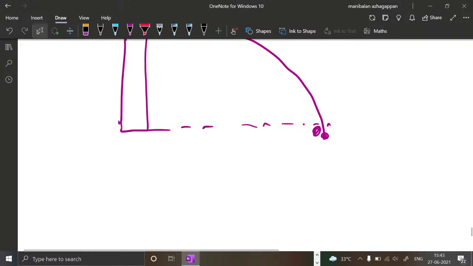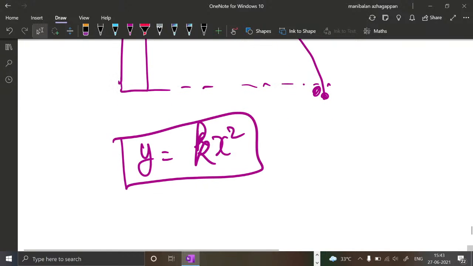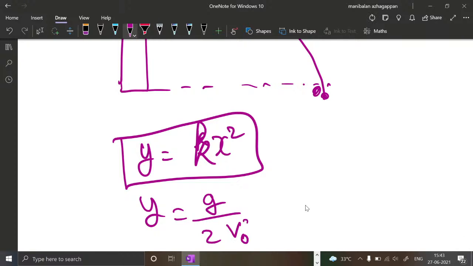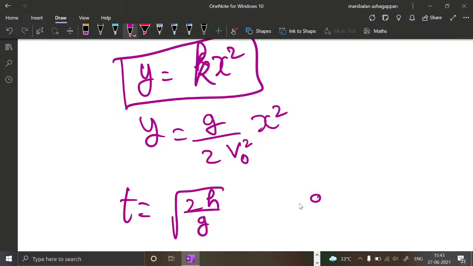First you need to know the trajectory equation. So y is equal to k x square. This equation is proved, it is of a parabola. So what is the trajectory equation? y is equal to g divided by 2 v naught square, x square, where v naught is the velocity with which we throw. This is called the trajectory equation. If you want time of flight, time taken, t is equal to root of 2h divided by g. What is g? Gravity. What is h? Height of the building.